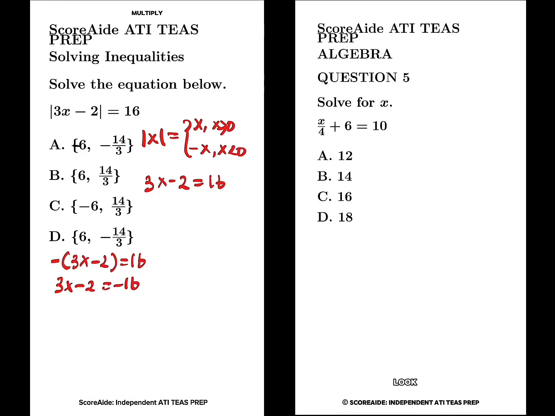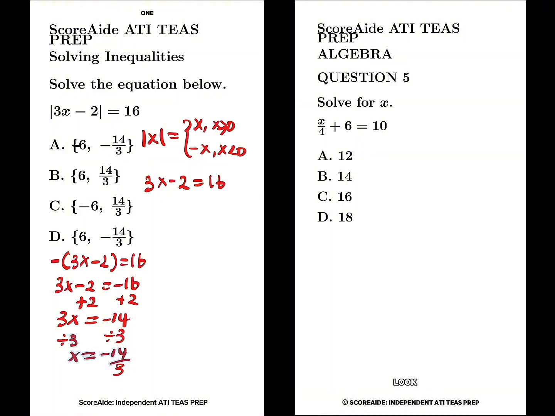So I can multiply both sides of the equation by a negative sign, and I have that. So in this case, we add 2 to both sides of the equation, and we'll be left with 3x is equal to minus 16 plus 2 is going to give us minus 14. And we divide both sides by 3, and x here is going to give us what? Negative 14 over 3. Right? That's the first value of x.